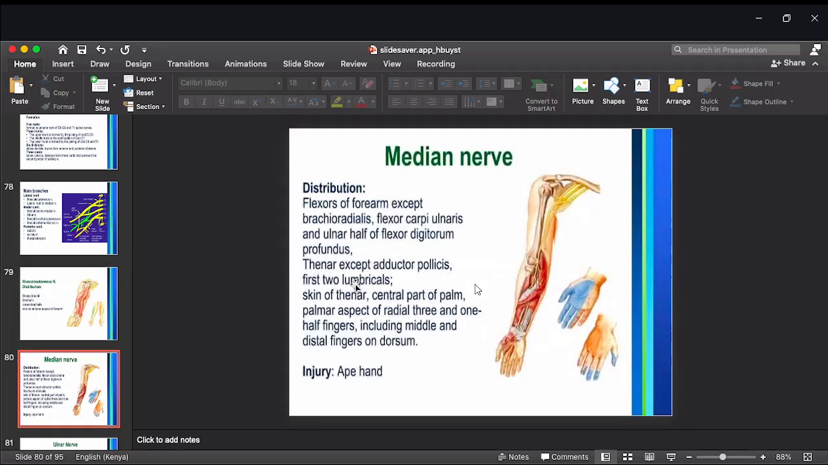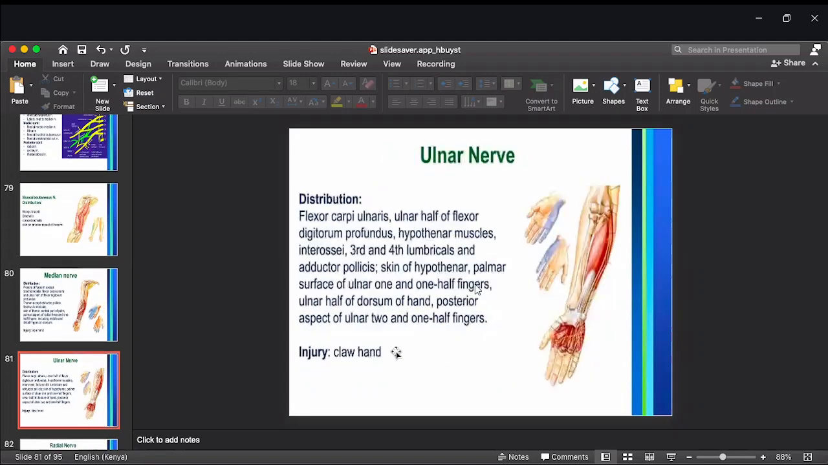Then the median nerve supplies the muscles of the forearm, except the brachioradialis, flexor carpi ulnaris, and the ulnar half of the flexor digitorum profundus. That's a very important point. But just know that a lesion or injury of the median nerve will give you an ape hand.